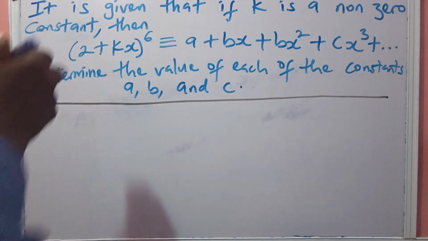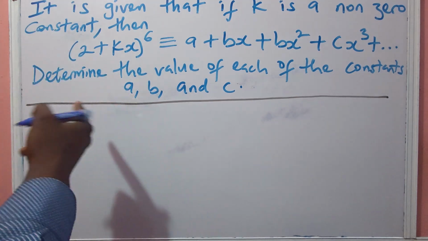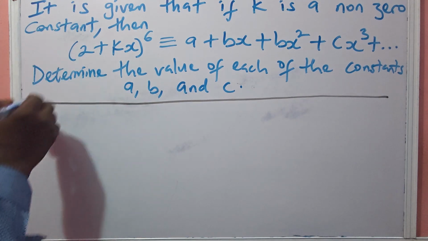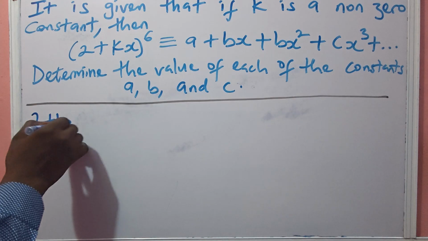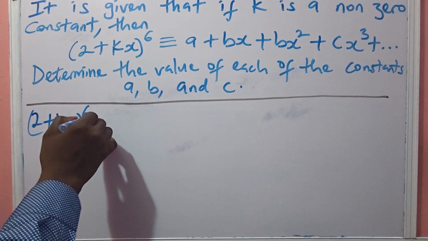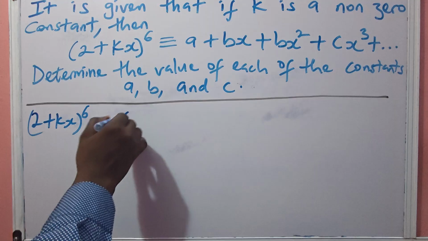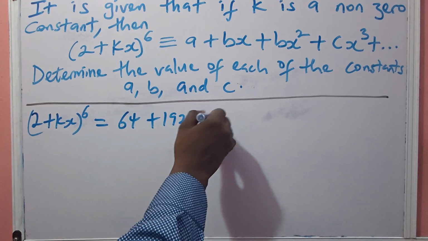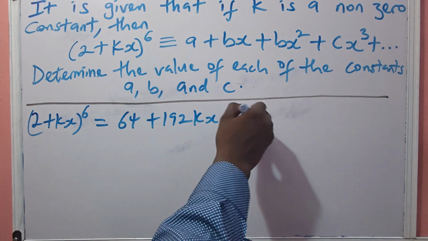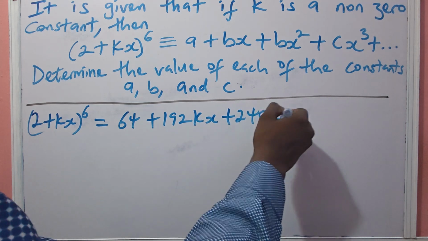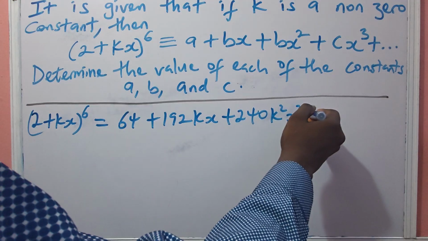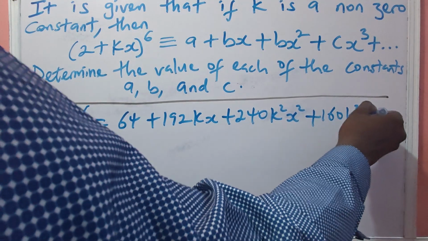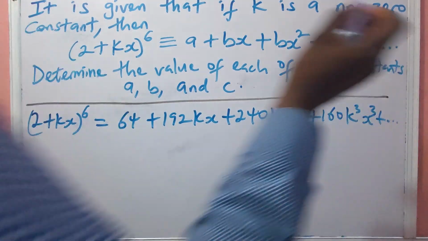So in order to expand this, all you have to do is to follow the binomial theorem and you will get your values. Now, in this particular question, the expansion for 2 plus kx all raised to the power of 6 will actually give you what we have right here: 64 plus 192kx plus 240k²x² plus 160k³x³, and then it keeps on going.